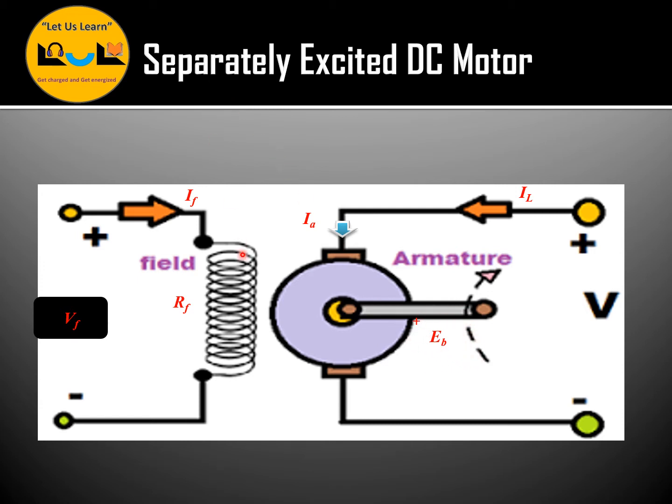Separately excited means the field winding and armature winding are separate from each other. Due to the field winding excitation, the armature starts to rotate, because here we are discussing the DC motor. For the motor, the electrical energy is the input and the output is the mechanical energy. The electrical energy is converted into mechanical energy.